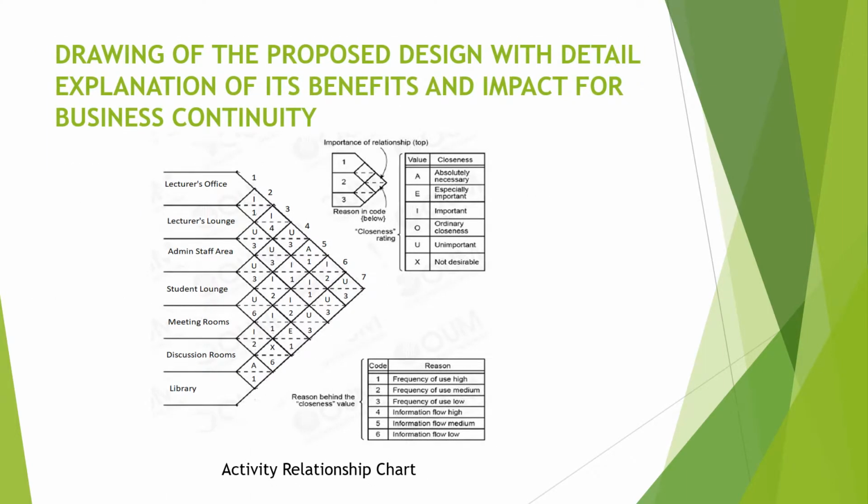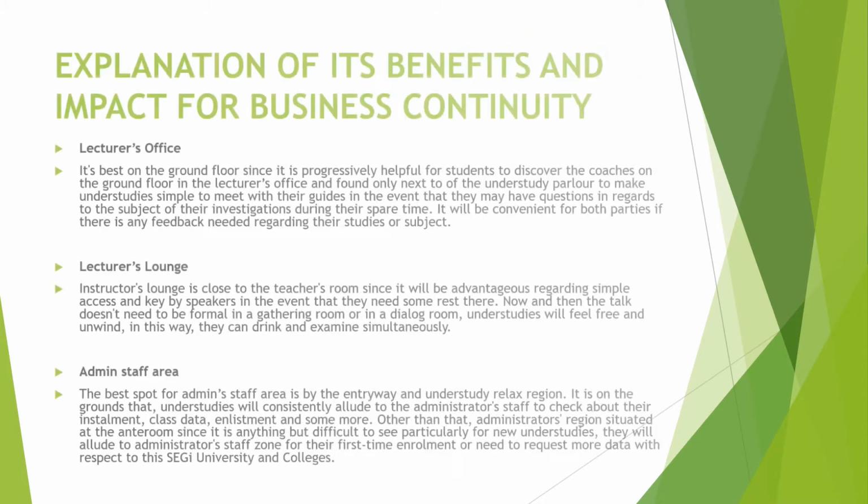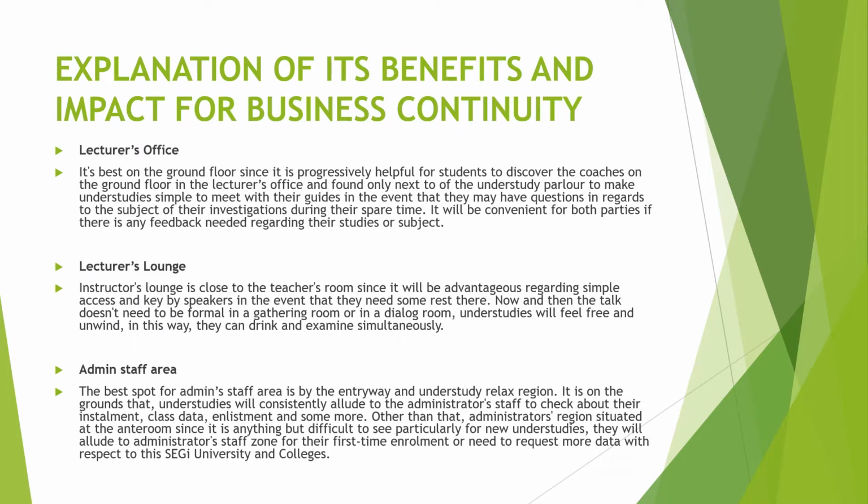Now we can see the drawing of a proposed design with detailed explanation of its benefit and impact for business continuity. As you can see, it's an activity relationship chart for lecturer office, between lecturer office, lecturer lounge, admin staff area, student lounge, meeting room, discussion room, and library. For the benefit or impact for the business continuity, let me explain one by one.